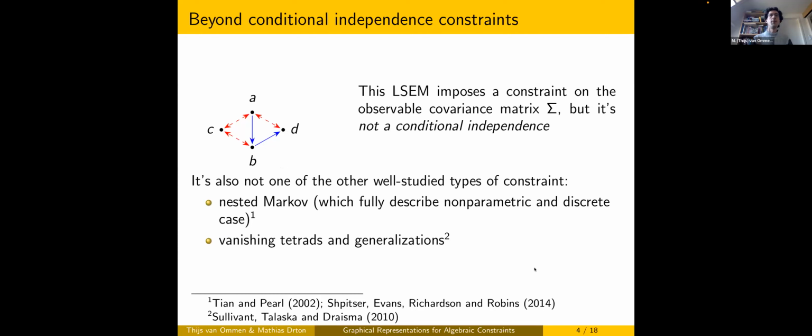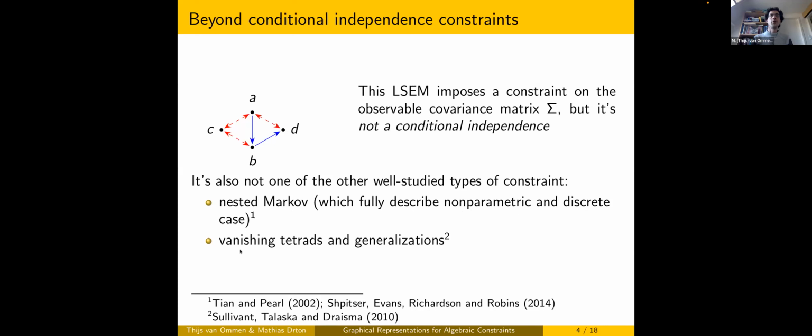Also, it cannot be expressed in terms of some other already well-studied generalizations of conditional independencies. So, for instance, there are nested Markov constraints, as they have been called by Shpitser, Evans, Richardson, and Robins. That's one generalization of conditional independence, which is perfectly suited for the case of non-parametric and discrete variables. But it turns out that in the case of linear structural equation models, other constraints can arise.